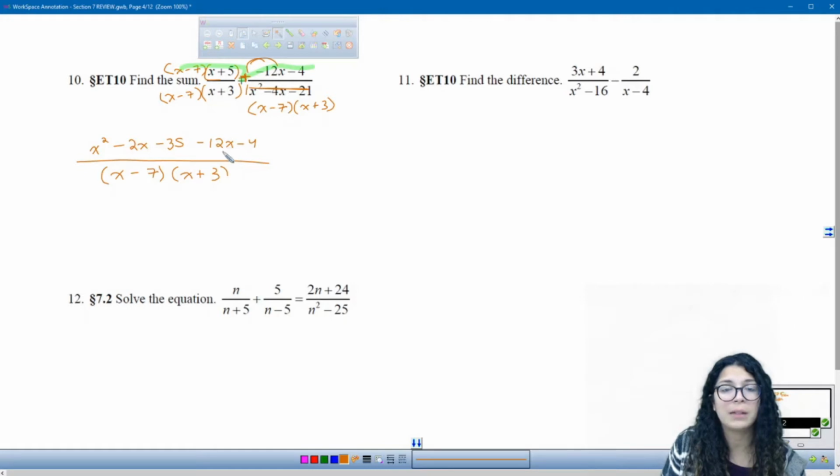Now at the top, we can actually combine. Negative 2x minus 12x is negative 14x. Negative 35 minus 4 is negative 39. The x squared is just x squared.